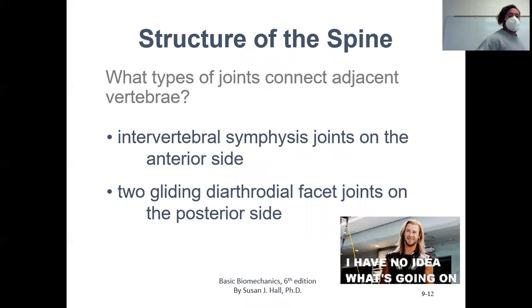So, effectively, we've got 2 different types of joints. Okay? On the front side, it's just that intervertebral symphysis. So those 2 bodies stacked on top of each other. We can rotate them a little bit. On the back side, we've got those diarthrodial facet joints. Remember, we can stack them on each other for increased stability, or we're going to be able to get some rotation there, depending on where we're at.